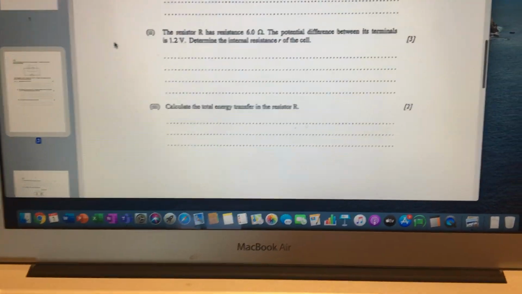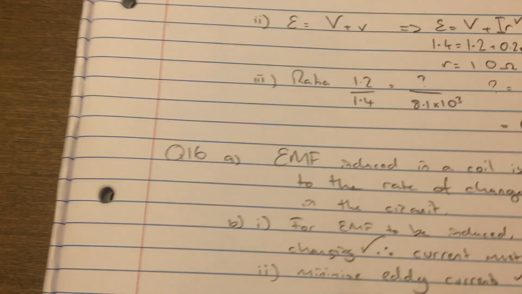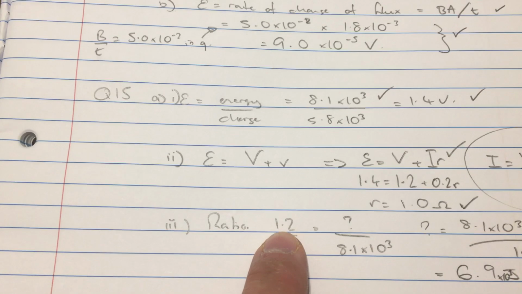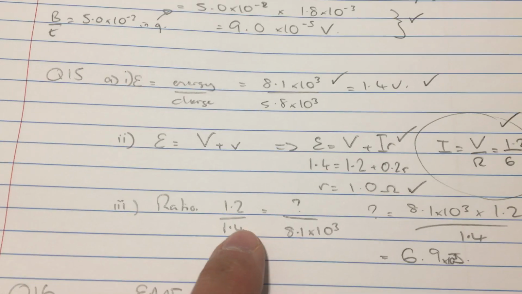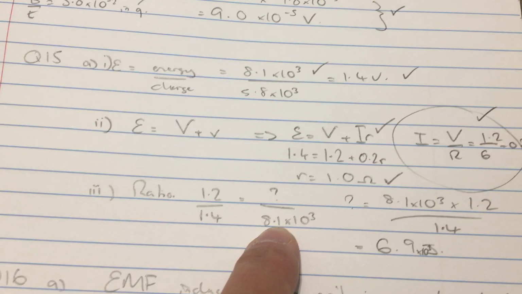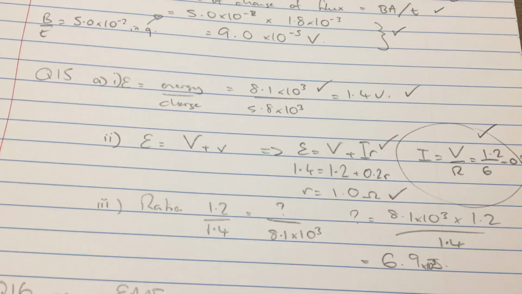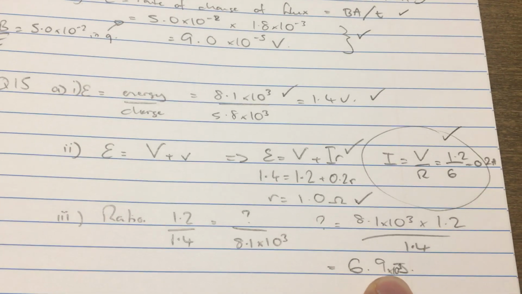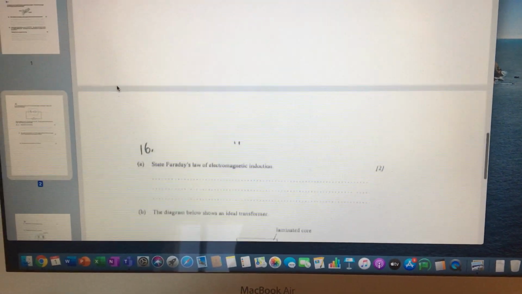Then the last part was to calculate energy transferred in the resistor R. I said it's just a ratio, so 1.2 volts out of the total 1.4 is an amount of energy out of the total energy. And then I rearrange that equation to give me 6.9 times 10 to the 3 joules. Remember the times 10 to the 3 joules. And then the last question, it is the last question, isn't it?